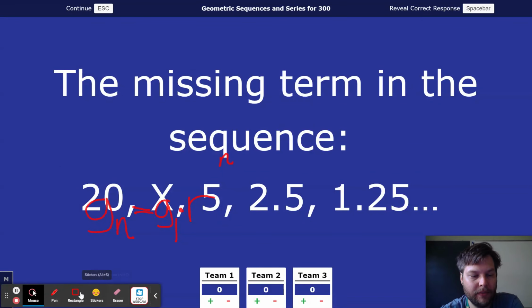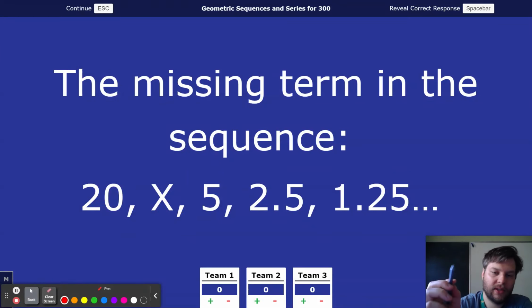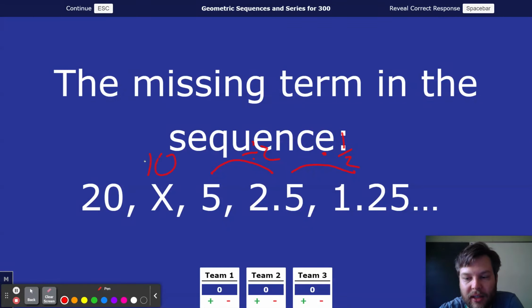All right, here, what's the missing term in the sequence? Well, we're in the geometric sequence pattern, and I can tell that we are dividing by 2 every time, or equivalently multiplying by a half. That means this number needs to be 10, because that fits the pattern.